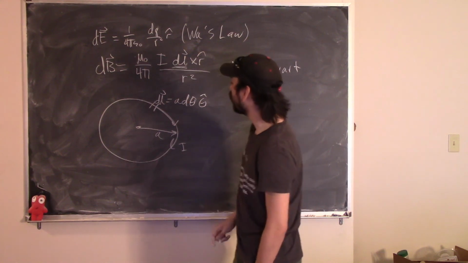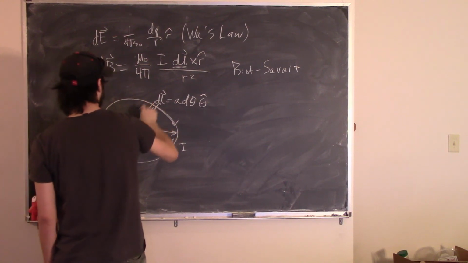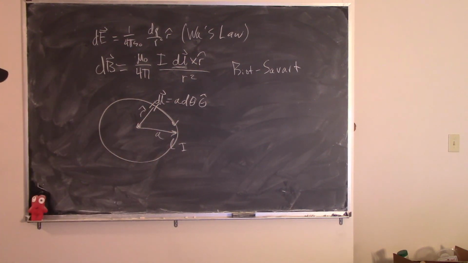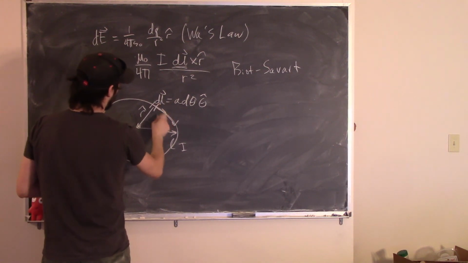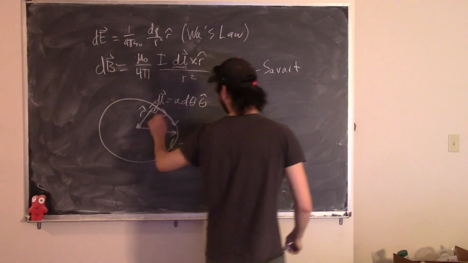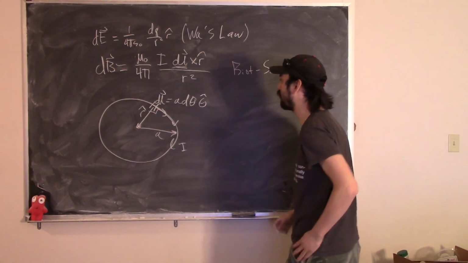Now r hat by definition always points from the infinitesimal that we have to the point where I'm trying to observe the field. So this is going to be pointing in like this. And so if I look at the angle between dl and r hat, everywhere on this arc of the circle, it's actually just 90 degrees.